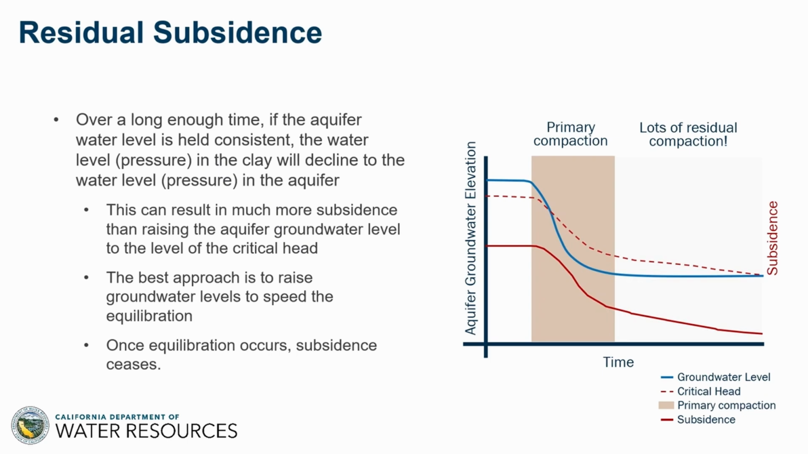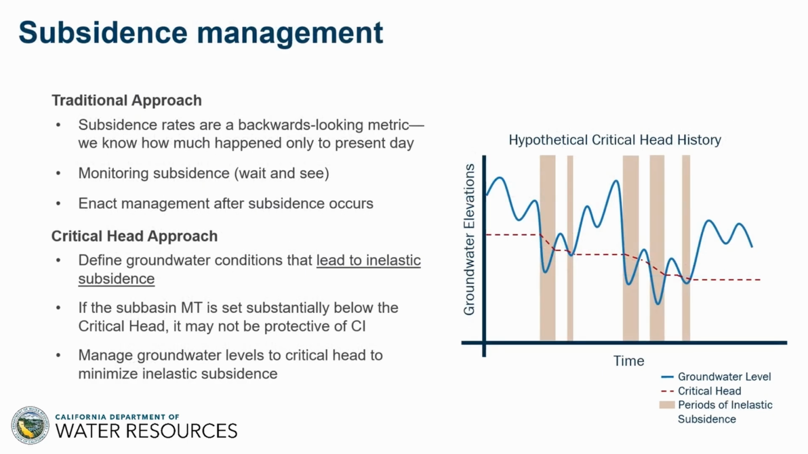So in terms of managing subsidence, traditionally, what has been done is to use subsidence and groundwater level monitoring data to look at changes in subsidence rates. However, this approach is backwards looking and enacts subsidence management actions after the subsidence has already occurred. So using a critical head approach, you can define the groundwater conditions, specifically the groundwater level at which inelastic subsidence occurs. The estimated critical head provides a numerical, quantitative target for managing groundwater levels in the aquifer system.